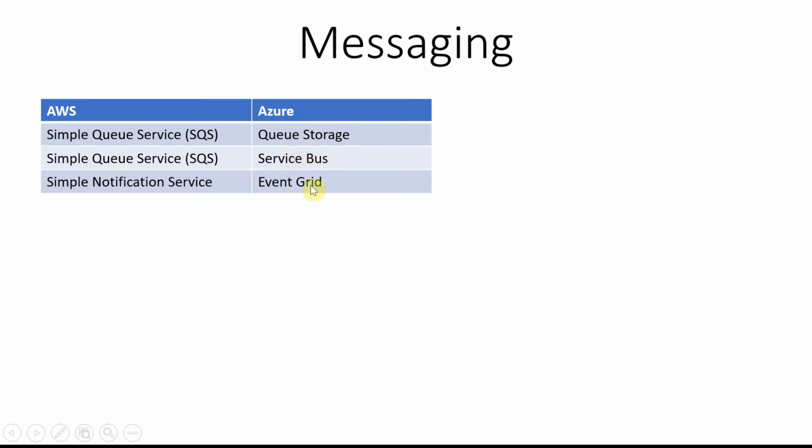The other way is notification. You want to notify someone when some action or event is triggered. Then you use Event Grid. For example, system A completed some action and pushed an event.